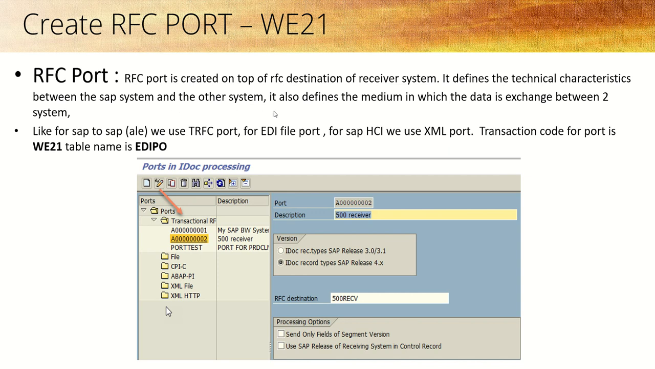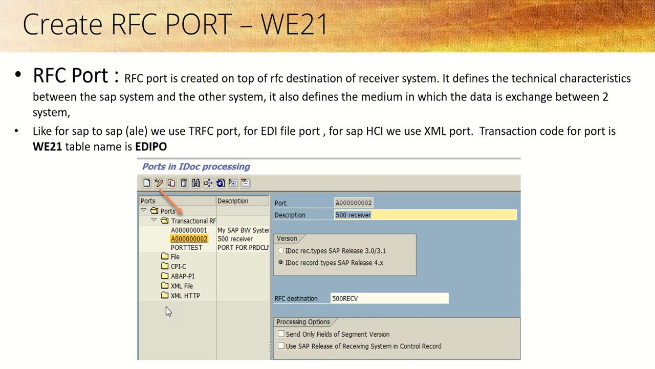It also defines the medium in which data is exchanged between the systems. Here also, we can see the multiple options like the transaction RFC, file, CPI-C, BAPI, XML file, etc. So for SAP to SAP for our ALE, we'll go with the TRFC port. And the transaction code for this is WE21.